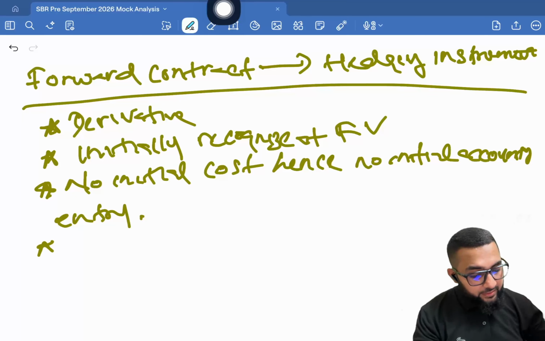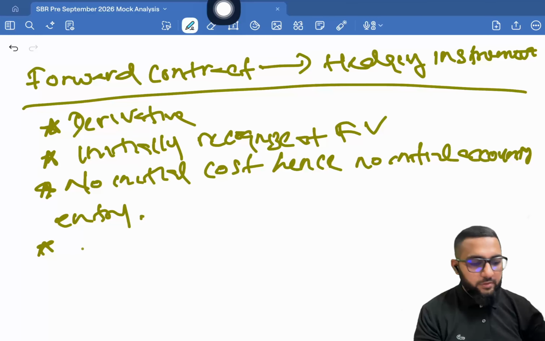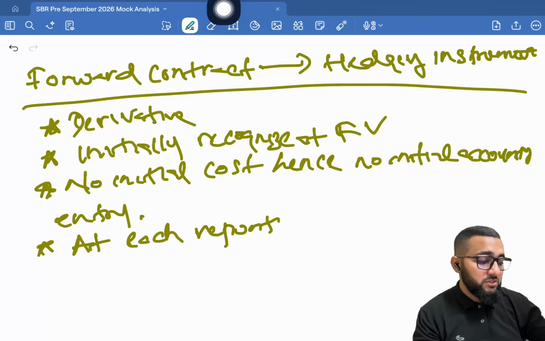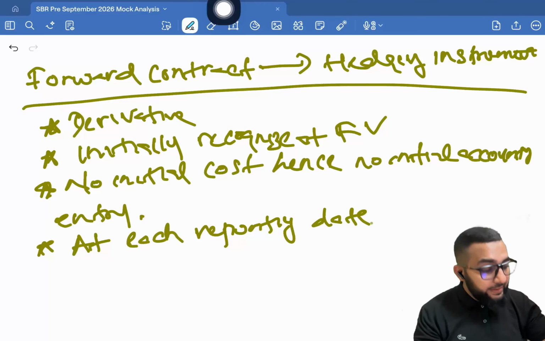but at each reporting date, now this is all the knowledge from the standard, at the reporting date, right? The derivative will be remeasured to fair value.